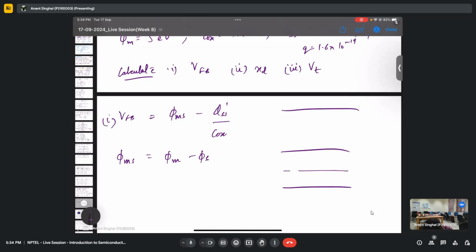So let's say this is E_i, we have E_F because of the p-type. This is the electron affinity till the conduction band. This is Eg by 2, and this is E_F minus E_i. Oh, sorry, E_i minus E_F. And this whole thing is basically phi_s.